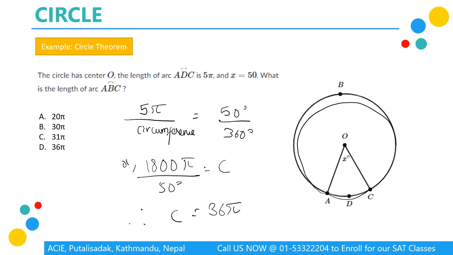You might get tempted and just say that D is the right answer. But we are only asked about ABC, and we know that ADC is 5 pi. So the length of the arc ABC is going to be 36 pi minus 5 pi, giving us 31 pi, which is our correct answer. So in a very simple way, using a simple formula, we can find out the answer.